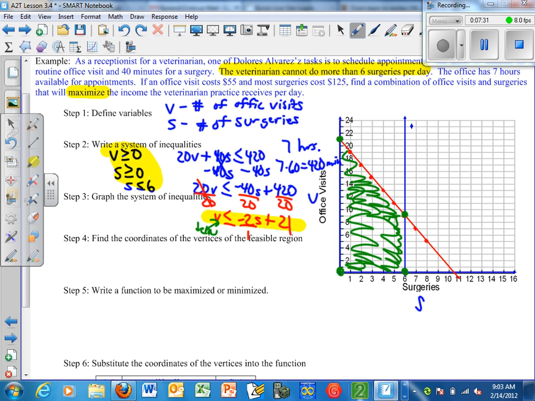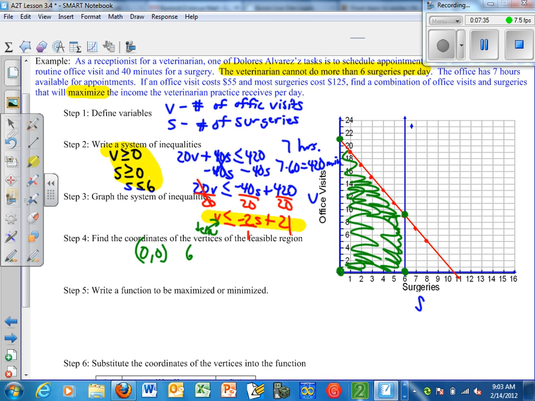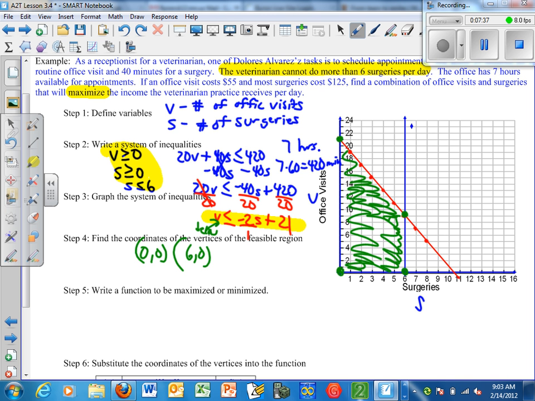So we have 0, 0. We have 6, 0, which would be this point right here. We have 6, 9, which is this point. If you notice, this point right here is 6, 9, and then the one on the y-axis is 0, 21, the y-intercept.